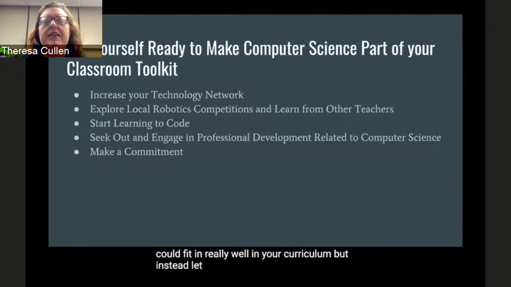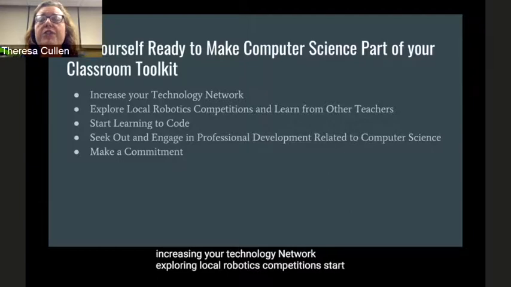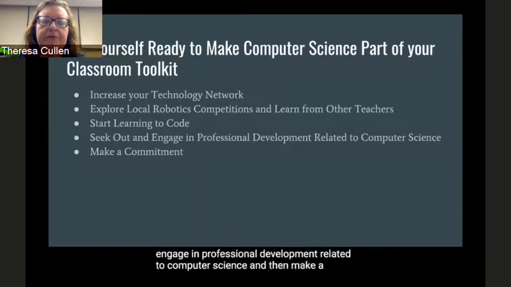So I have a couple of ideas. Increasing your technology network, exploring local robotics competitions, start to learn to code yourself, seek out and engage in professional development related to computer science, and then make a commitment. So I want to talk about each of those in a little bit of detail.